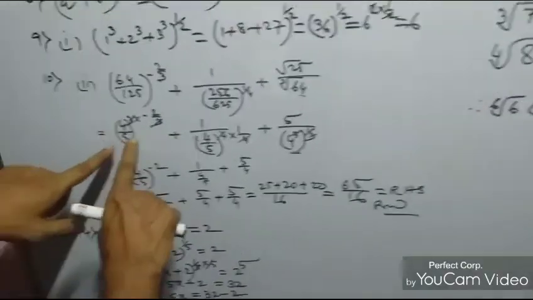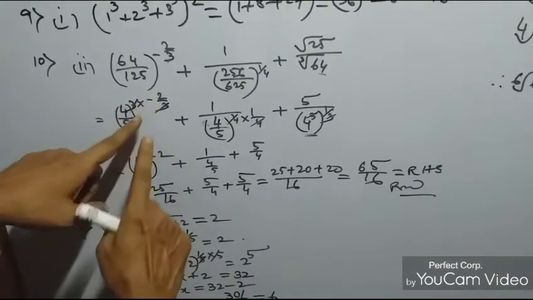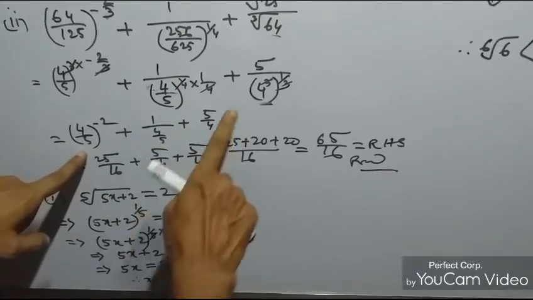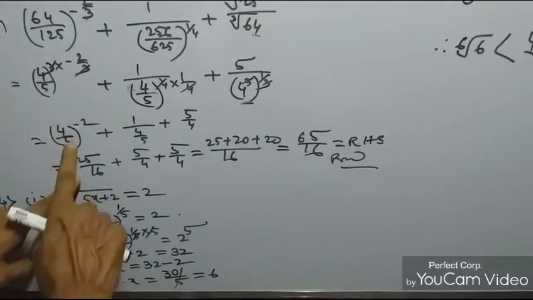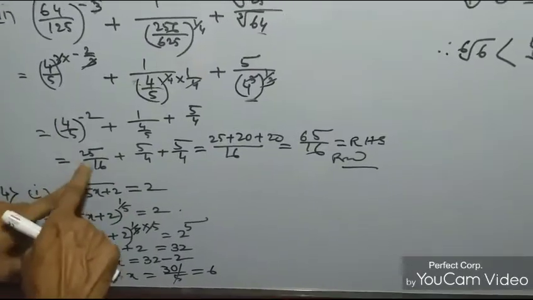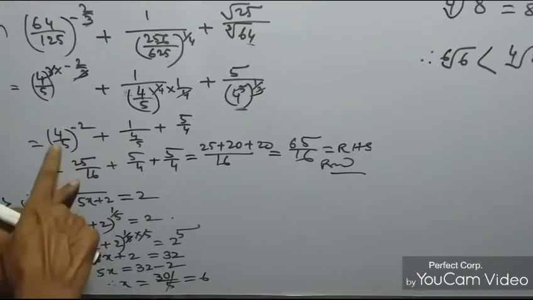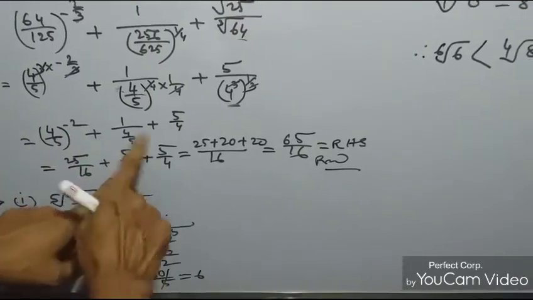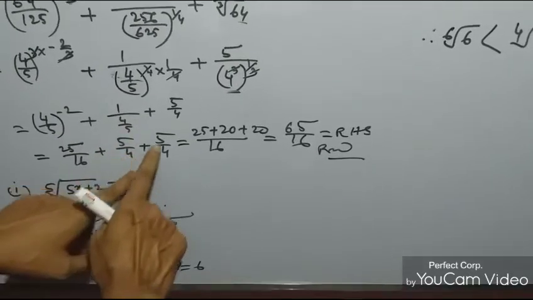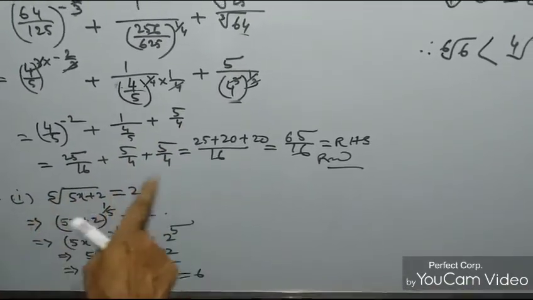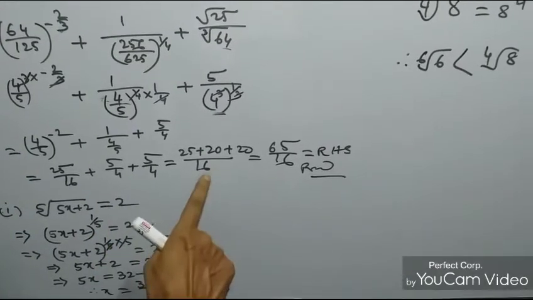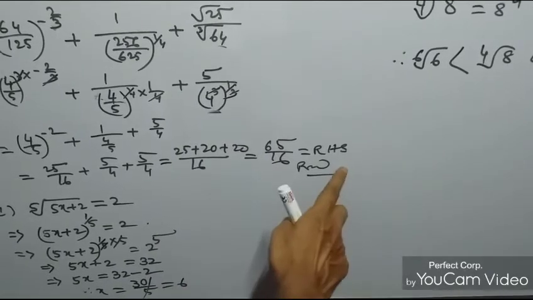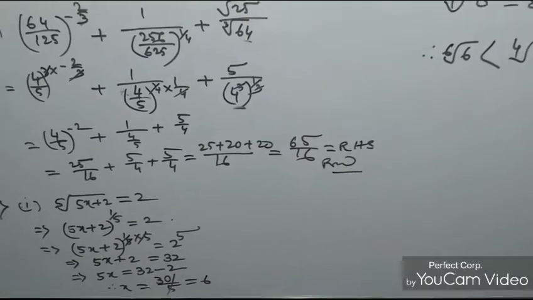Now see, (4/5) to the power minus 2. It is this minus 2, and this is 1 by (4/5), so this is 5 by 4. It will be the reciprocal of this, that is 4 square means 16, 5 square means 25, and it is actually the reciprocal of this, that is 5 by 4, and this is 5 by 4. After just doing the calculation, this is coming 16 as the LCM, it is 25 plus 20 plus 20 is 65 plus 16, which is actually the required RHS.